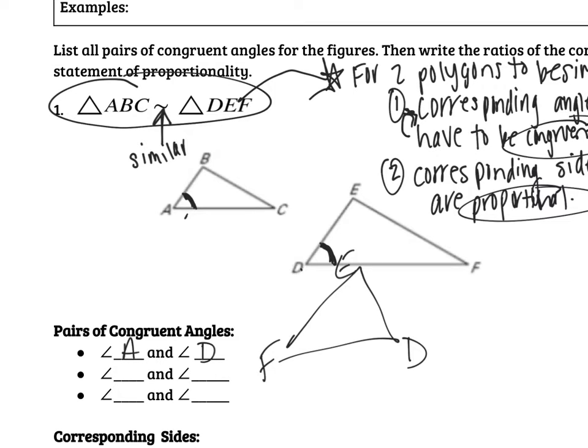So you have to go back to the name. So B and E are both in the second position. So I'm going to say angle B and angle E are partners. And then C and F. That's how we decide what our congruent angles are. So these are corresponding, which means they must be congruent because I know that these two shapes are similar.